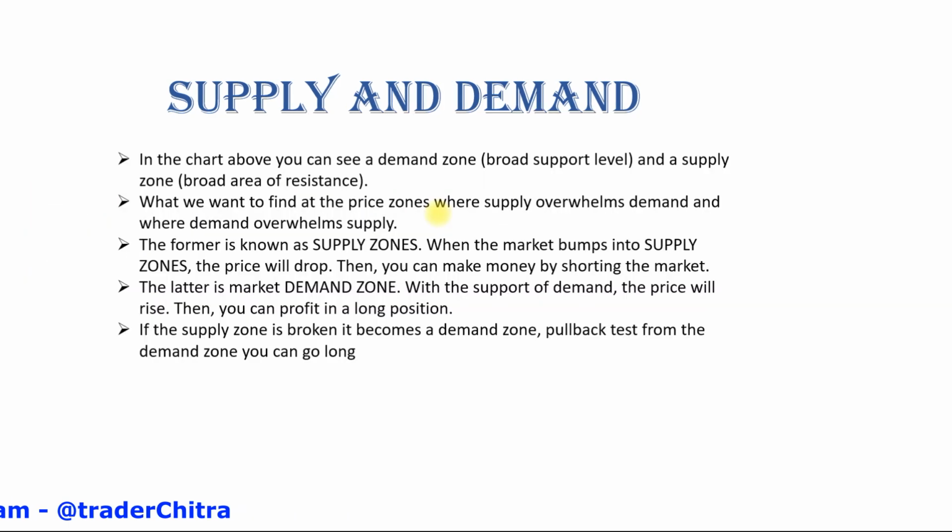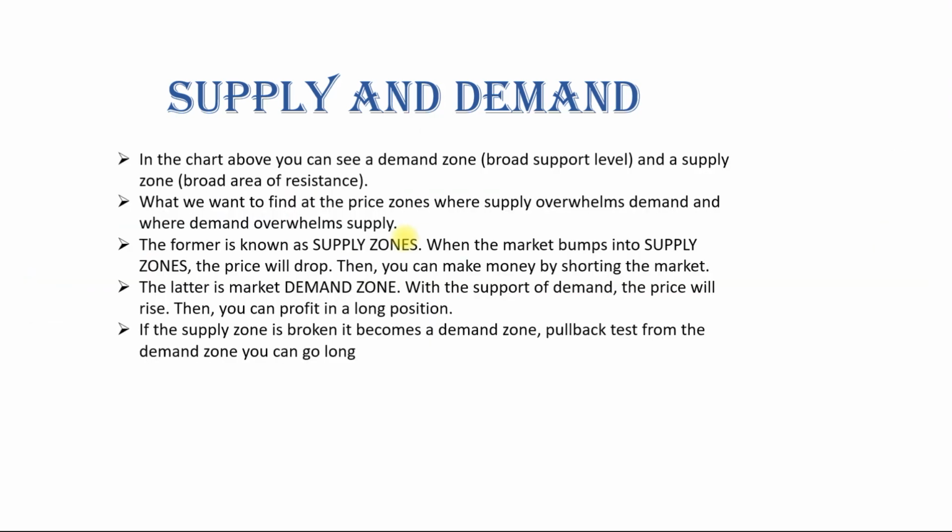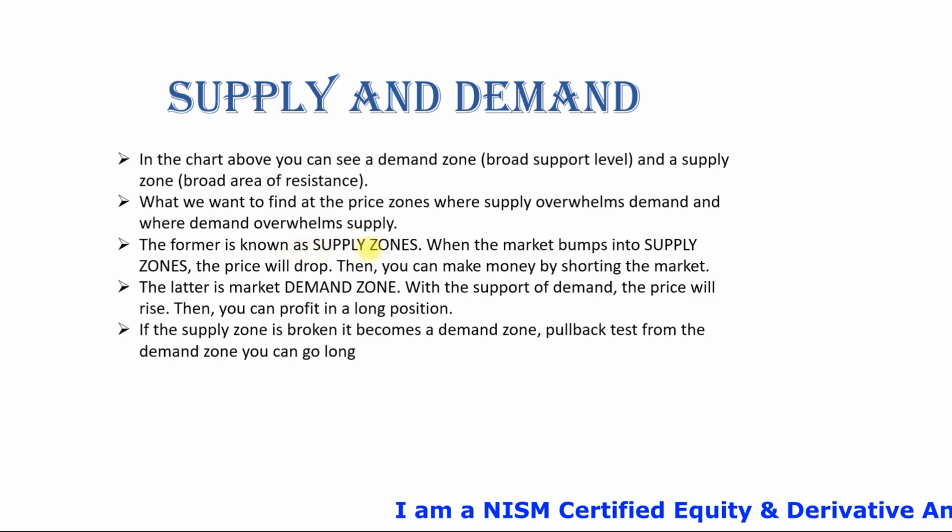Okay. In the chart above you can see the demand zone, that is the broad support level, and the supply zone, that is the broad area of resistance. This is the chart we are discussing. We want to find out the price zones where the supply overwhelms demand and where the demand overwhelms the supply. The former is known as the supply zone. When the market bumps into the supply zone, price will drop.